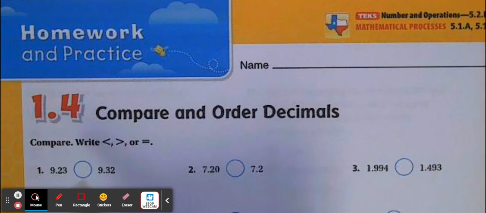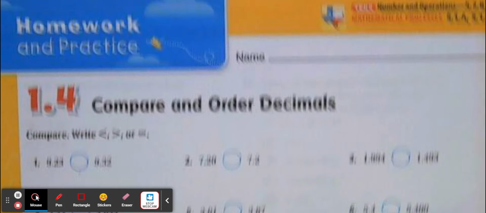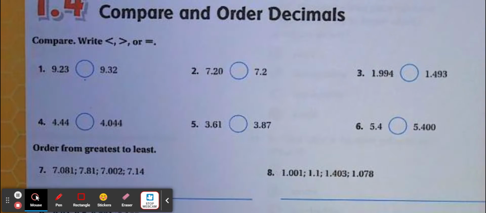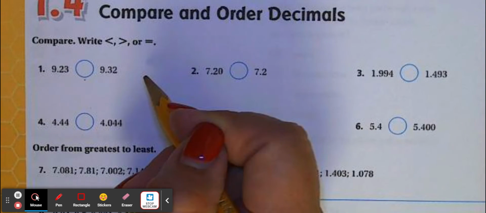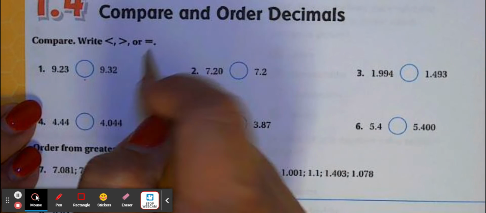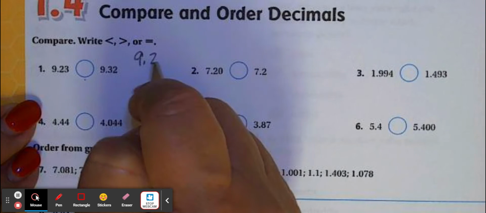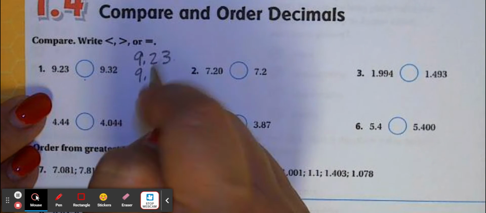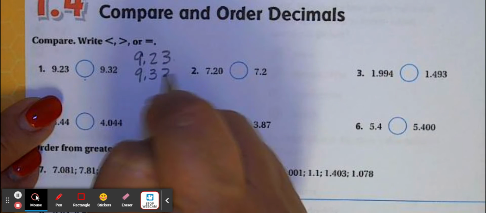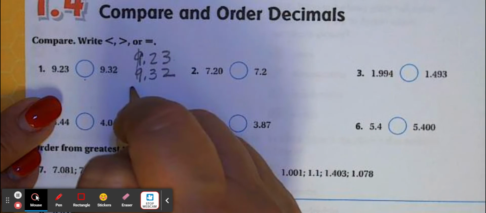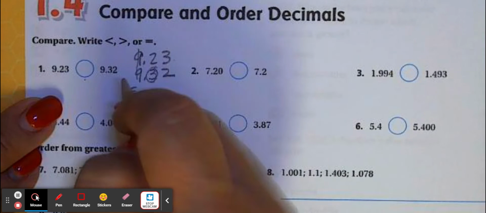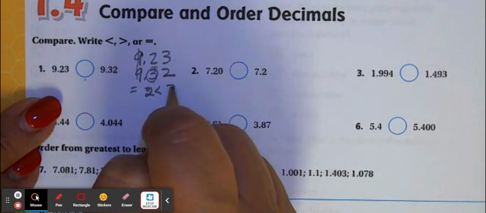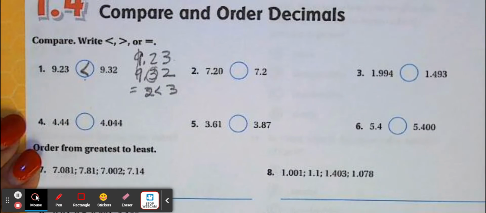So let's get started. We did all of this in class. I was letting you know that you needed to stack so that you can see, and that is doing the place value chart. So I have 9 and 23 hundredths and 9 and 32 hundredths. My ones places are all equal. I see the change here, 2 is less than 3, so it's the less than symbol that we're putting there.